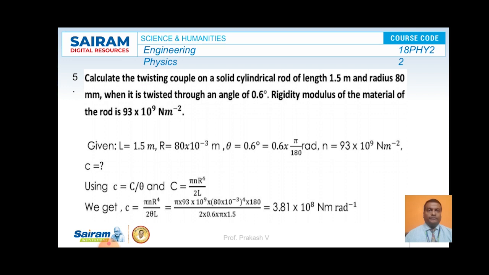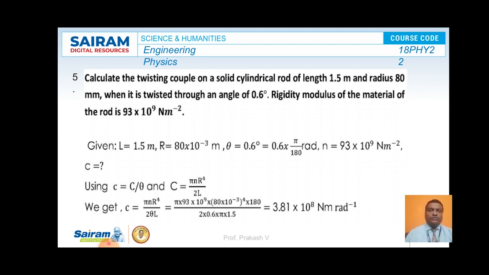Newton per meter square. So here the given data is length of the rod or wire is 1.5 meter and its radius is 80 into 10 to the power of minus 3 meter, and theta is 0.6 degree. So converting degrees, that is 0.6 degree into radians, that is 0.6 into pi by 180 radians, and the rigidity modulus is 93 into 10 to the power of 9 Newton per meter square. And we know the formula for C. So here we have to calculate what is C.